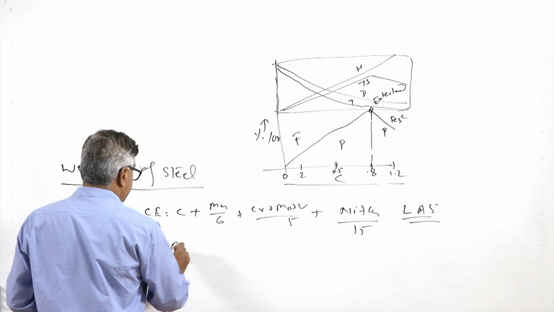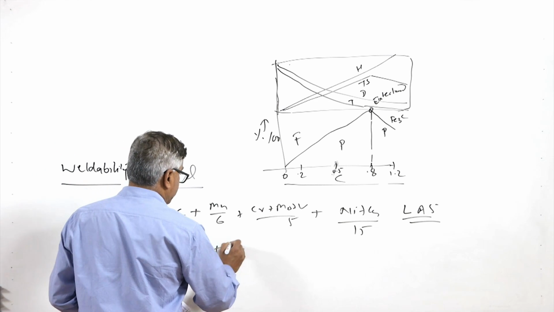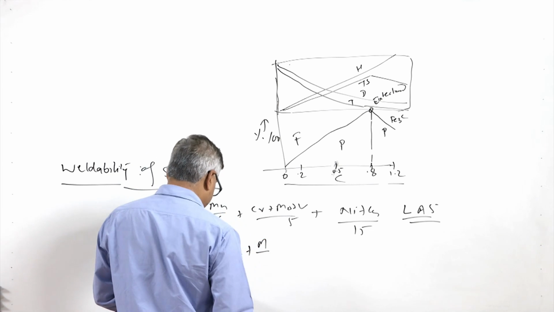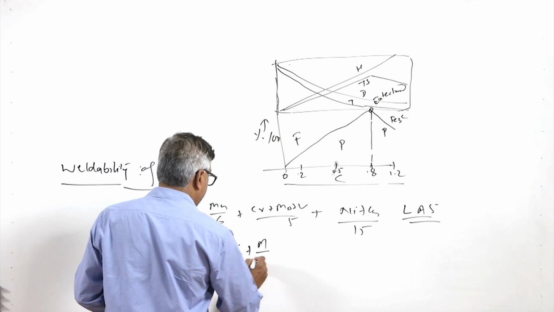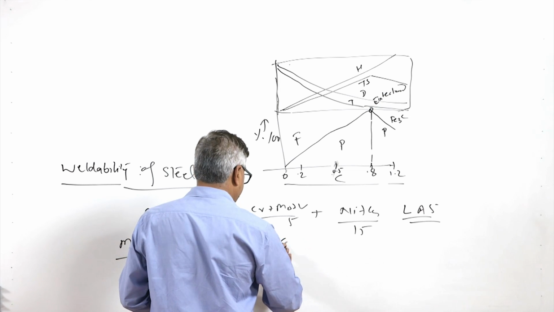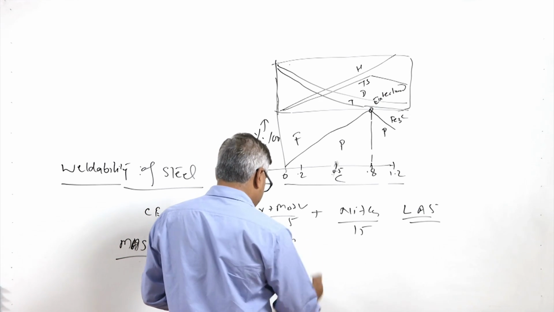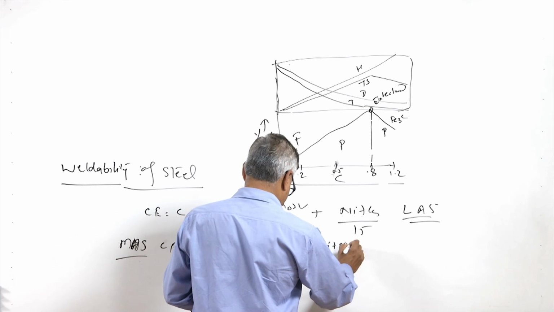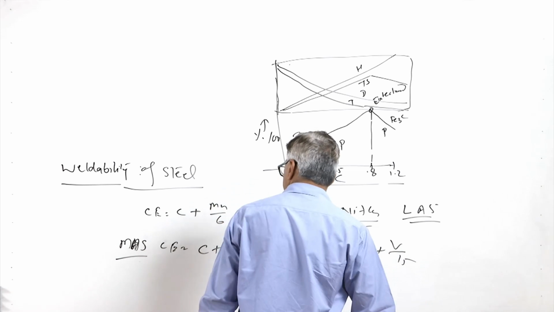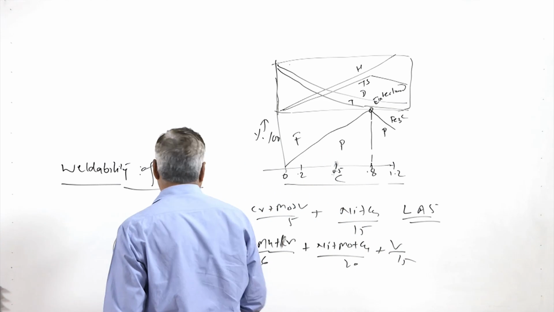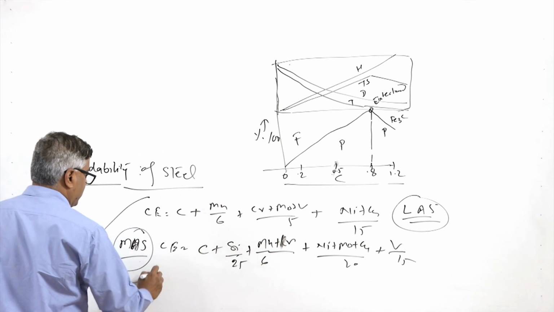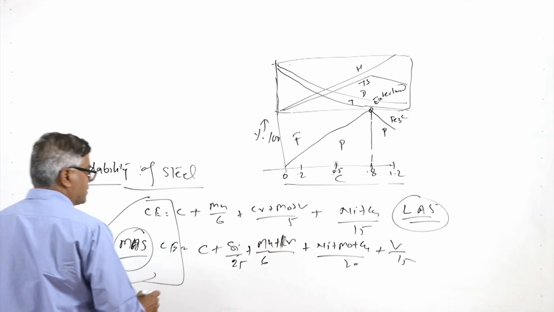According to that, Ce is obtained from carbon plus Mn/6 plus Si/24, then Cr/5, then (Ni + Mo + Cu)/20, and then V/15. This is the kind of equation used for micro alloyed steels for calculating the carbon equivalent, but this carbon equivalent is simply based on the compositional aspect.